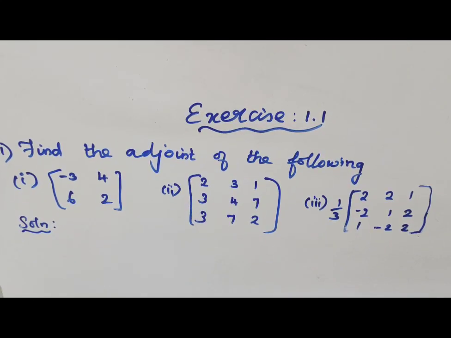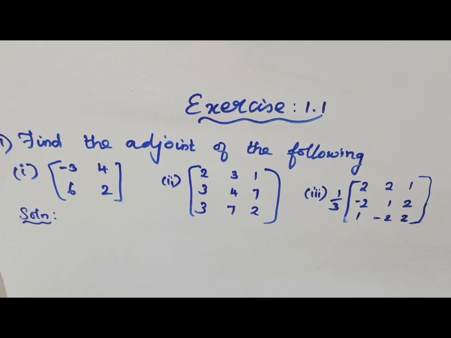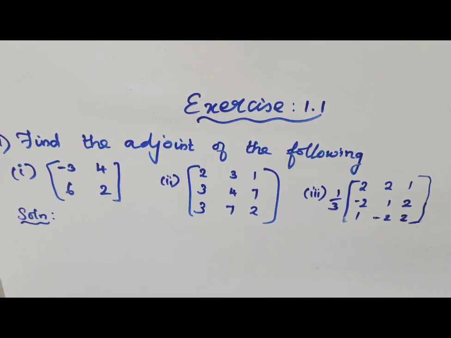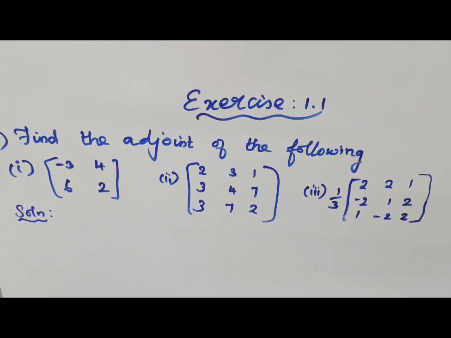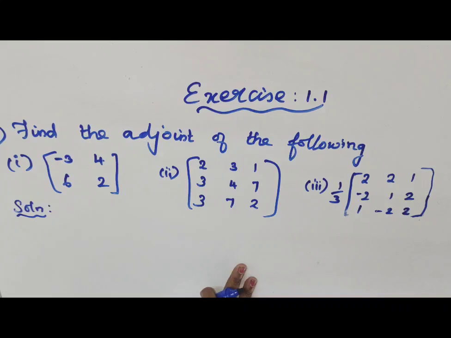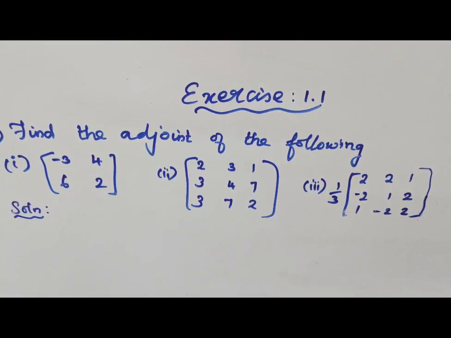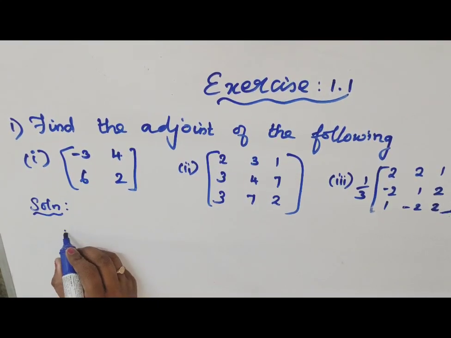Hi guys, in this video we are going to understand the problems from exercise 1.1. So we are going to find the adjoint of these three problems. Let us understand how to find the adjoint when it is a 2 cross 2 matrix. Similarly, for the 3 cross 3 matrix also we will understand how to find the adjoint. Okay, first, we are going to find the adjoint for this 2 cross 2 matrix.